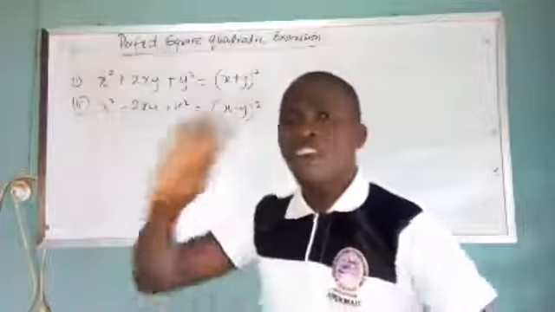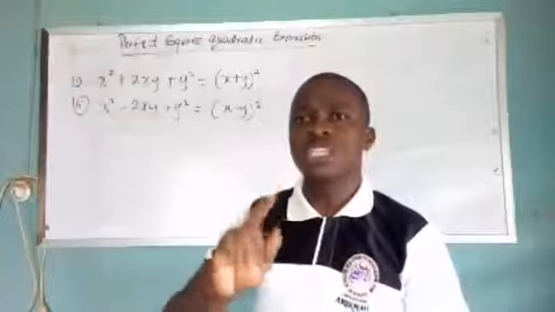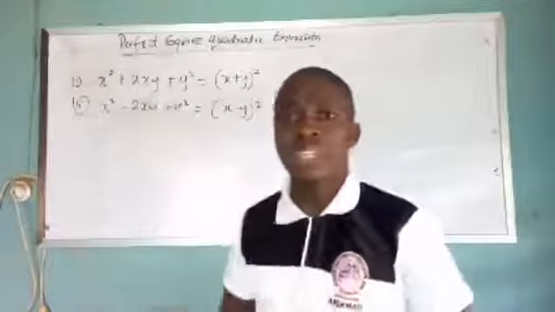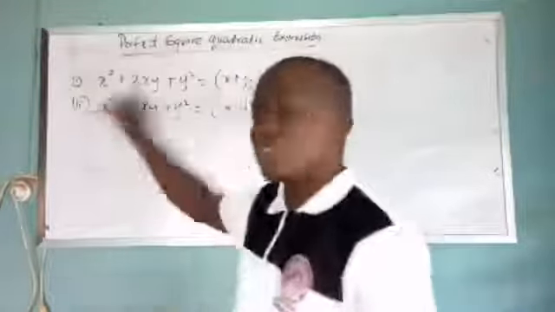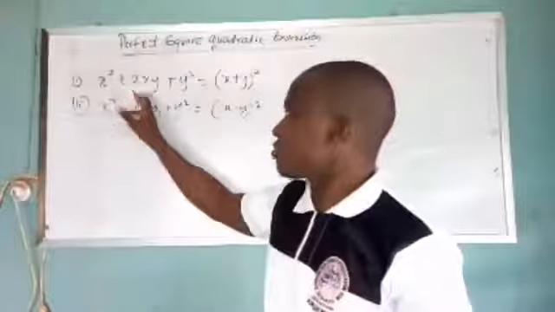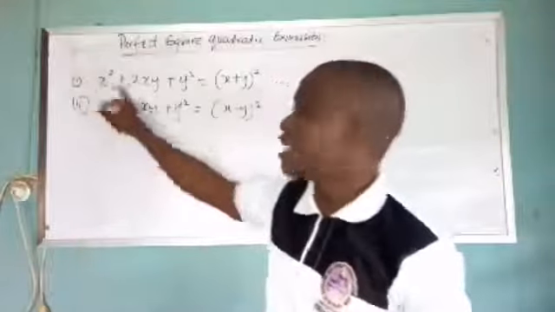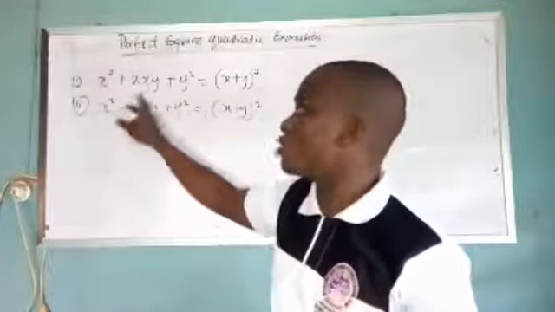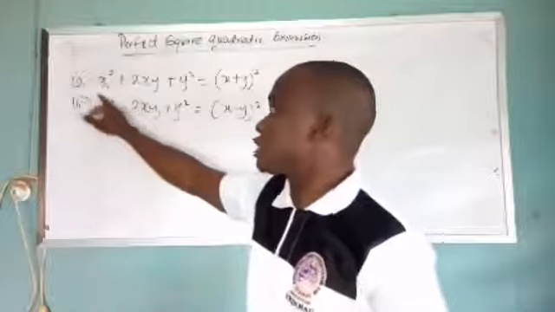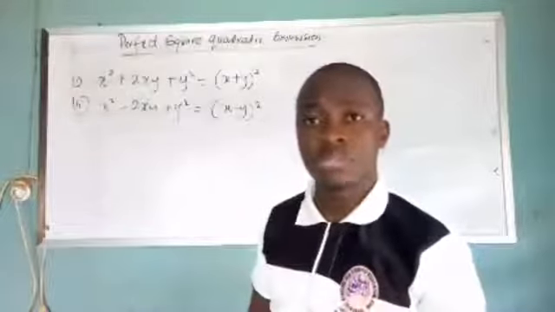The first one that must be ascertained is that the first term and the last term must be perfect squares. And the second condition is that the middle term must be twice the product of the square root of the first term and the square root of the last term. I don't know if you are getting what I'm saying.